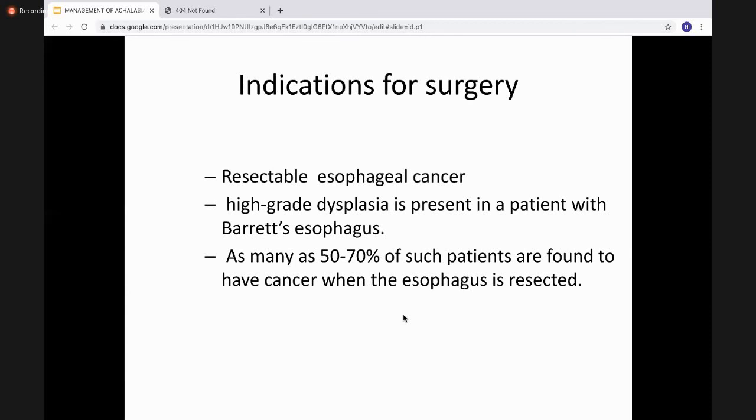It is resectable esophageal cancers, and the second indication is high-grade dysplasia of Barrett's, in patients with Barrett's esophagus. These two are the indications of surgery.